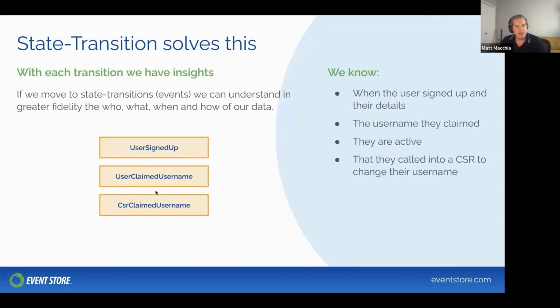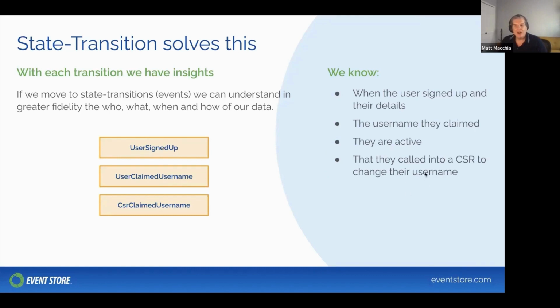But then we have a bunch of different other actions that will happen, like the user has claimed a username. And another example is a CSR claimed a username, right? So here, all of a sudden, we've got one use case that has changed everything so that we're able to capture information that we didn't know before with our relational database. So we know the details about when a user signs up and their detail. So this we knew we could have done with our relational database, right? And now we know the username that they claim. So now we've got a use case where we now know that they've claimed a username and they didn't have one before, right? We know that they're active.